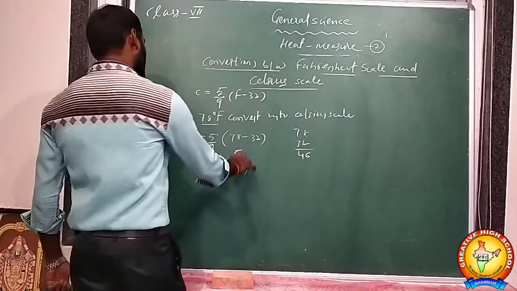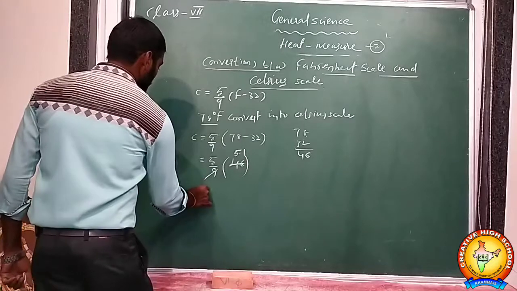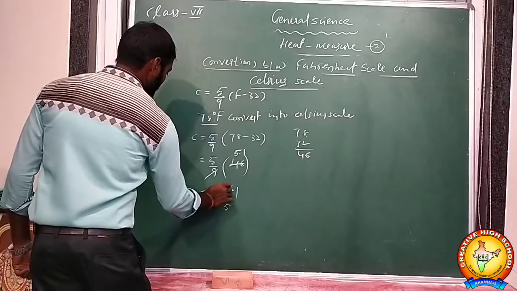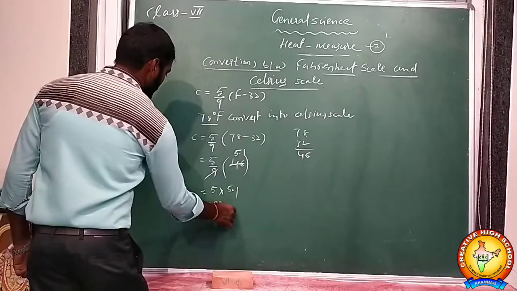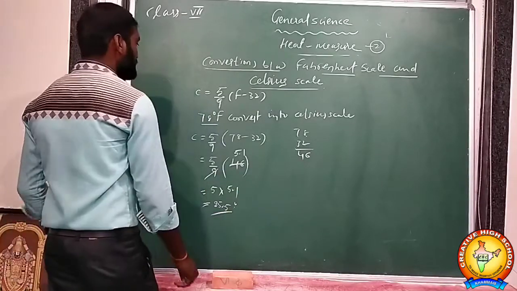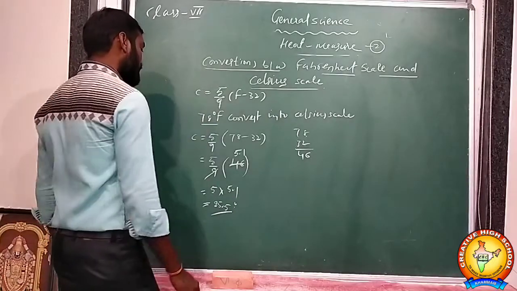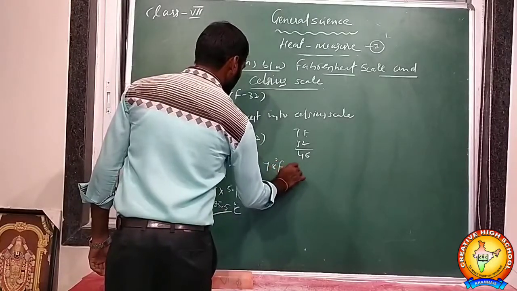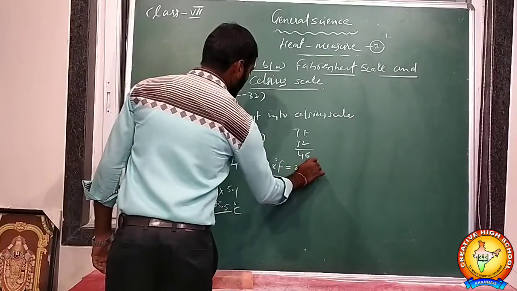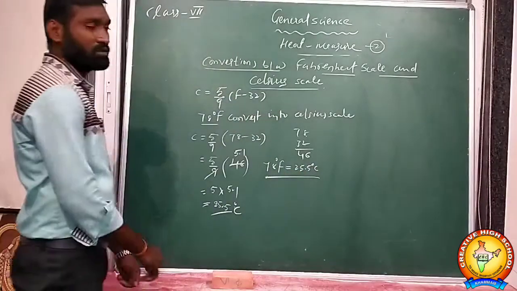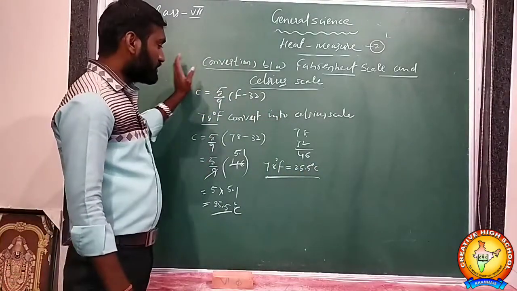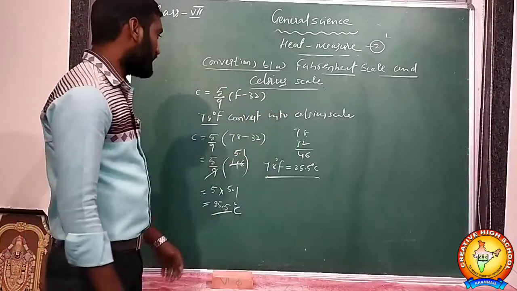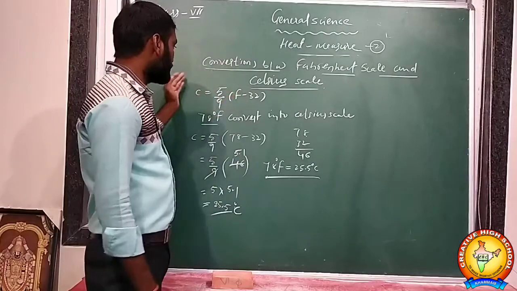So that gives 5.1, and 5 into 5.1 is 25.5. So the C value is 25.5. 78 degrees Fahrenheit is equal to 25.5 degrees Celsius. Like that you can convert from Fahrenheit to Celsius. If they give the Celsius scale, we can convert it into the Fahrenheit scale, and if they give the Fahrenheit scale, we convert it into the Celsius scale.